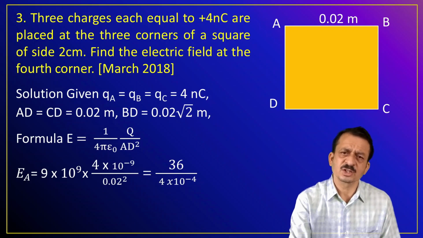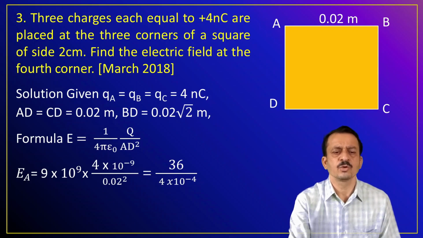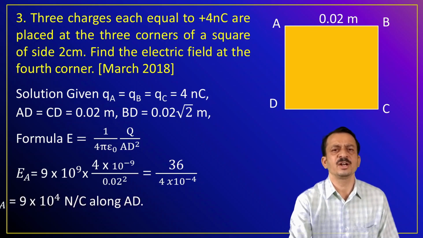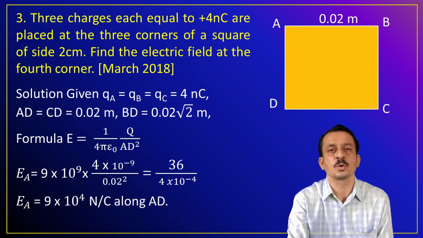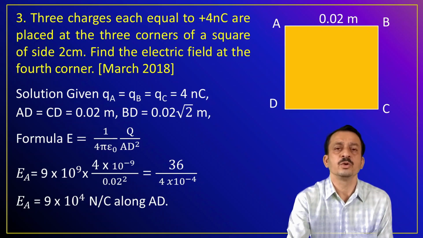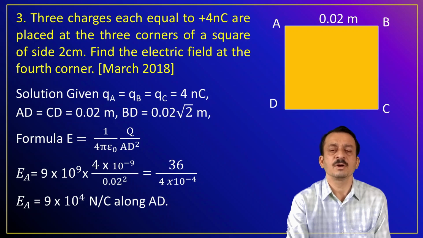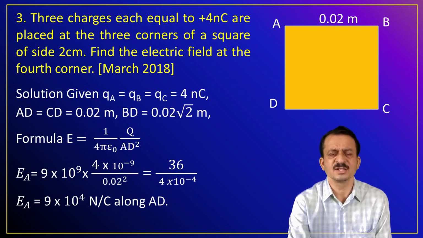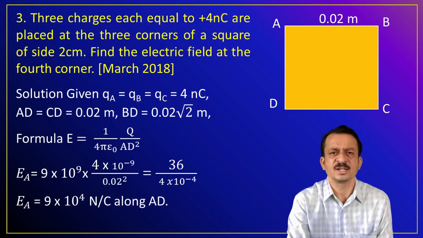10 raised to plus 9 and 10 raised to minus 9 cancel. 9 fours are 36. In the denominator, 0.02 can be written as 2 into 10 raised to minus 2. If you square it, I get 4 into 10 to the power of minus 4. Therefore, simplifying, we get the resultant electric field 9 into 10 to the power of plus 4 Newton per Coulomb. What is the direction of this one? Since all the charges are positive, it is radially outwards, therefore along AD as shown in the diagram.